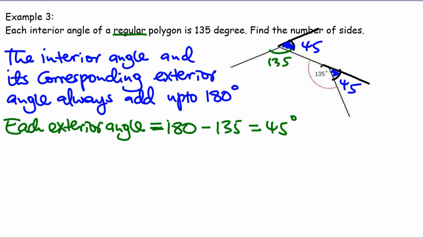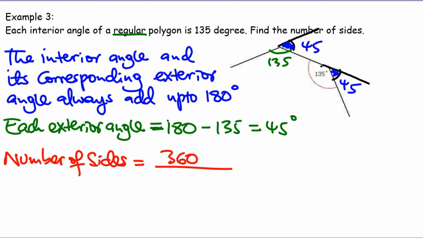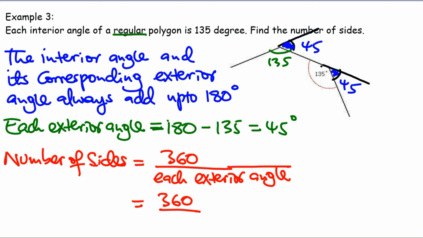So using a previous formula, we know that number of sides is equal to 360 divided by each exterior angle. Now, obviously, here we can see that each exterior angle is 45 degrees, which means that we are going to end up with 8 sides. So this polygon has 8 sides.